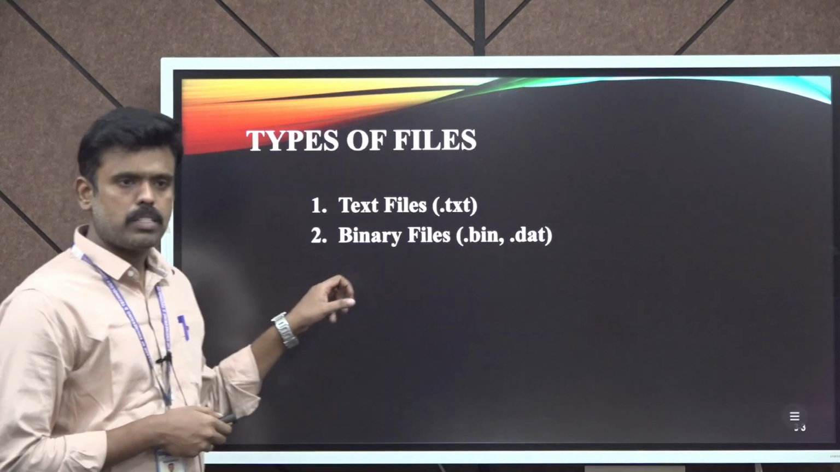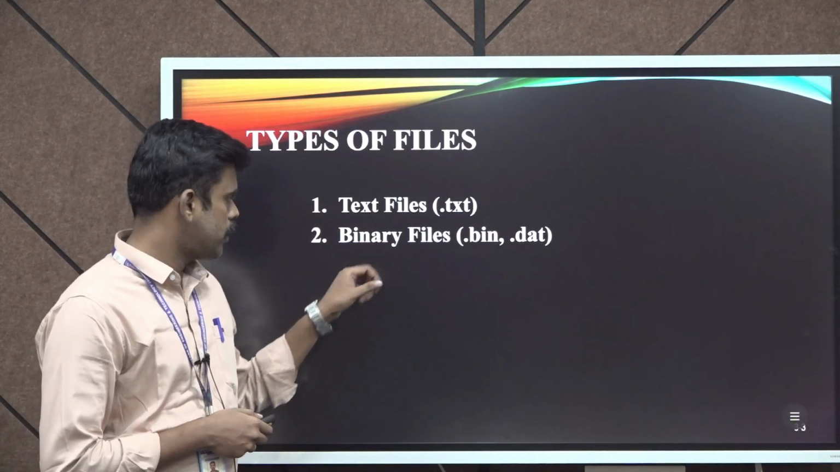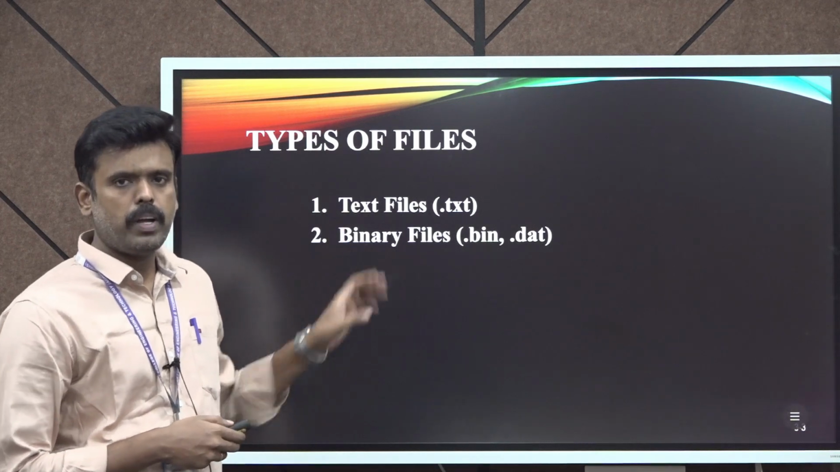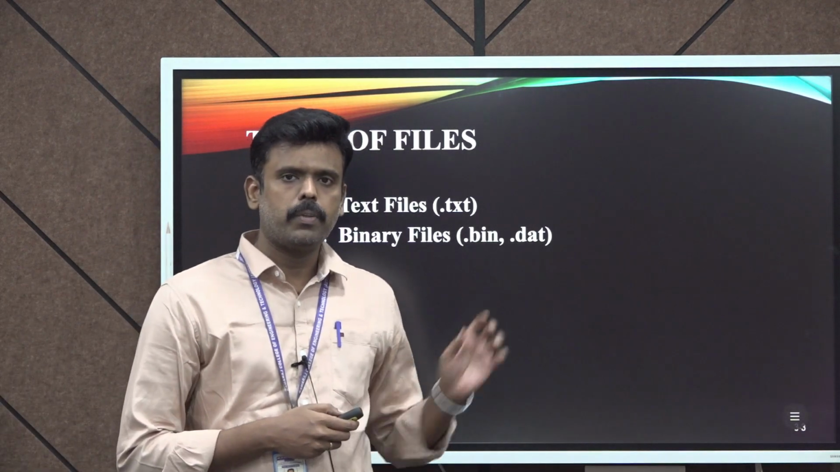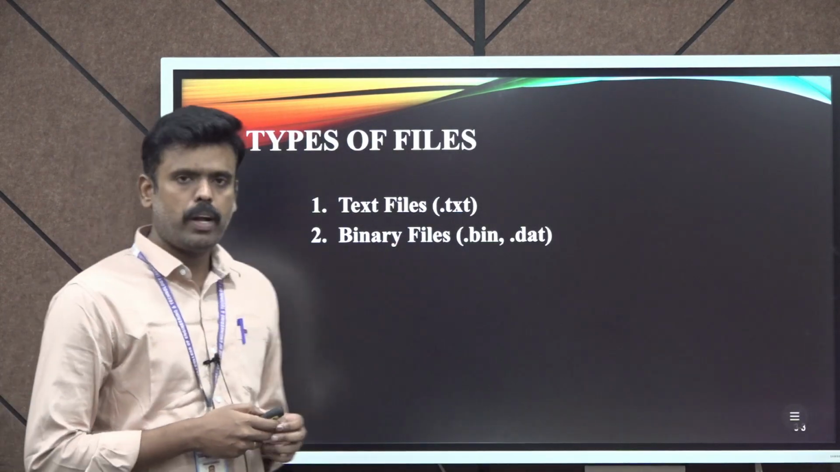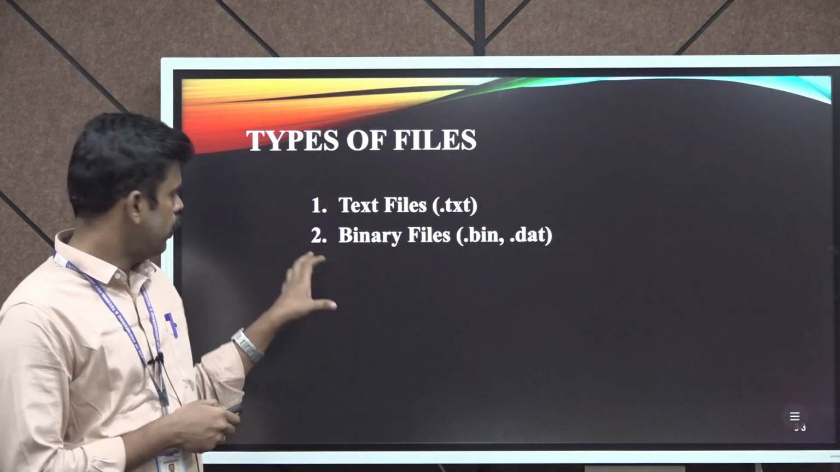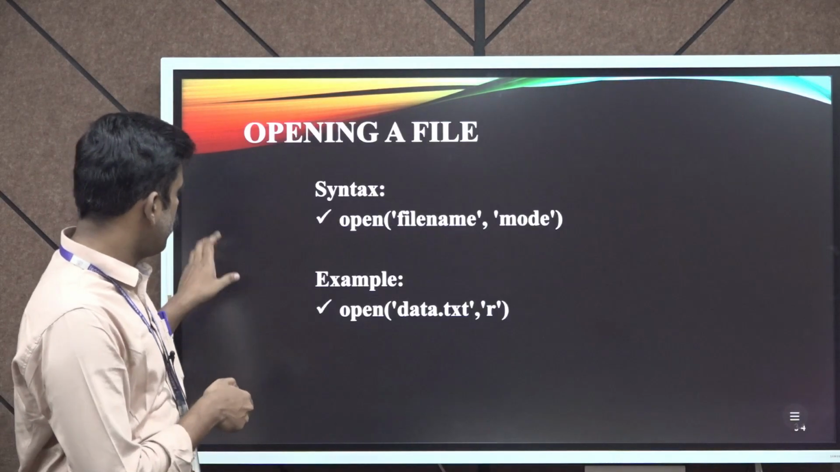So the types of files in Python: the first one is the text file, the second one is the binary file. Text file: data stored in human-readable format, for example notes and logs. Binary file: the data is stored in binary format, a non-human-readable file.